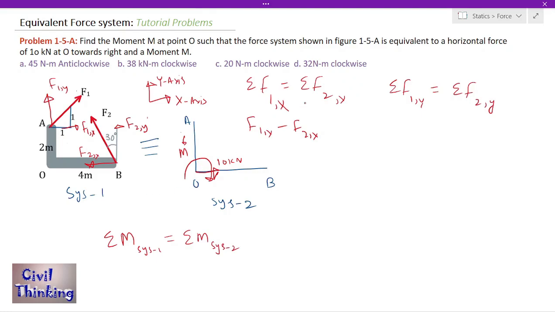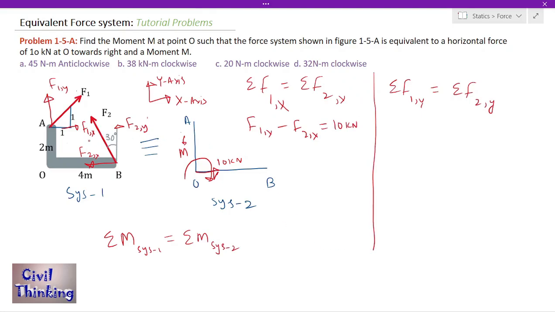Now it is equal to summation of forces in system 2 along the x-axis. What is the summation of forces in this system 2? You can see 10 kilonewton is in the x direction, as you can see, this is the x direction. This is 10 kilonewton towards the right. So summation of forces in this system along the x-axis is plus 10 kilonewton because it is towards the right.